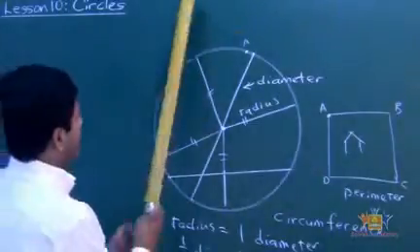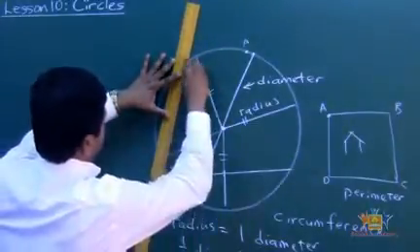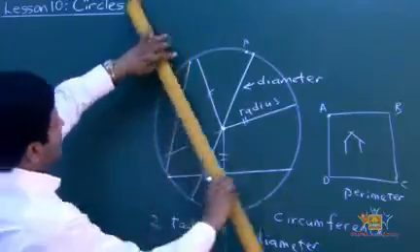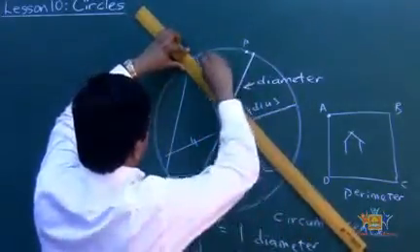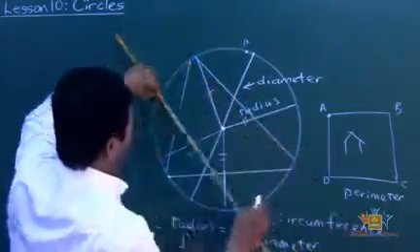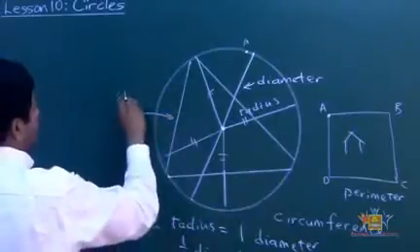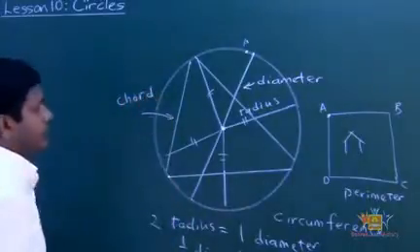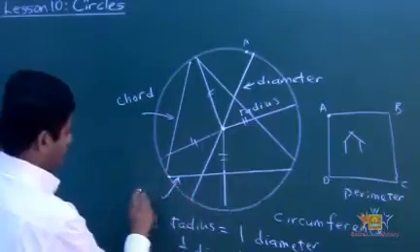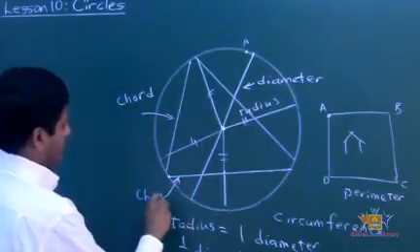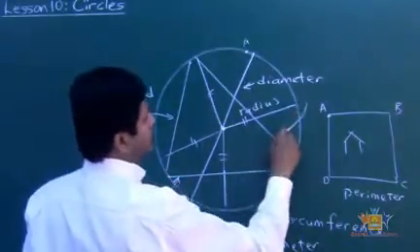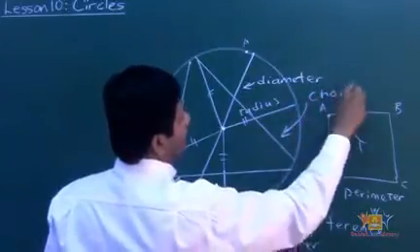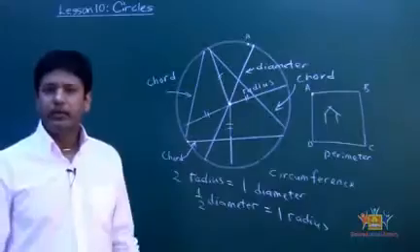Okay, so in other words, I can create a chord any way I want. Right there, that's another chord. See that? And then there's another chord right here. All these are called chords. C-H-O-R-D. That's chord. And this is also a chord. And this is also a chord. Chord. Pretty easy, isn't it?